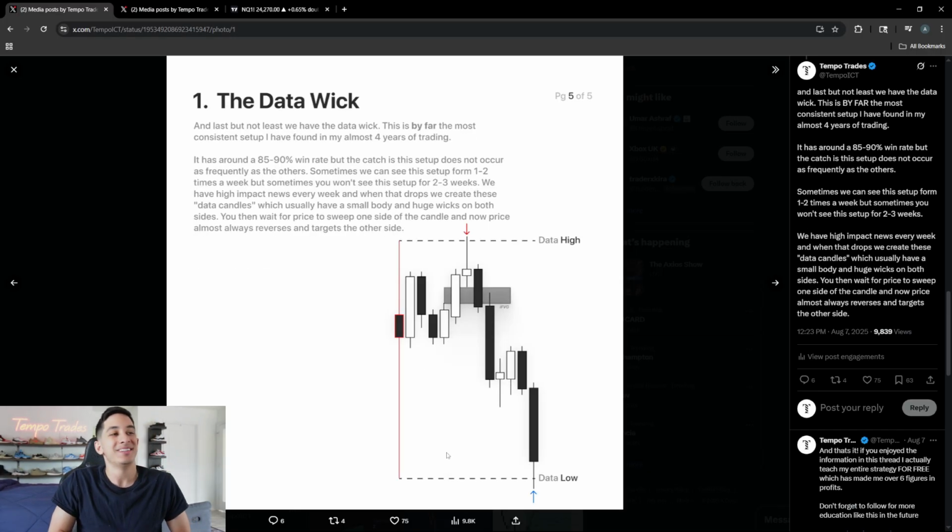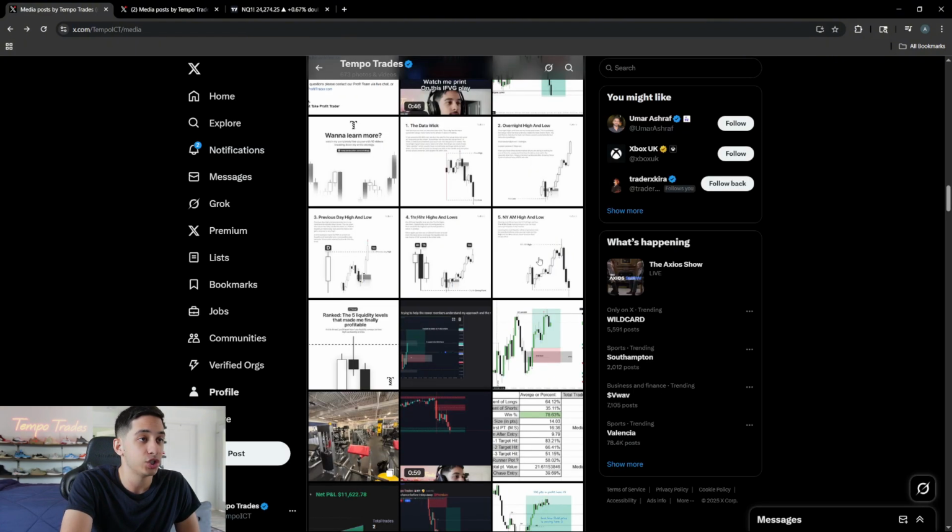And last but not least, we have the data high and the data low. This is going to be an 85 to 90% win rate. Yes, 85 to 90% win rate. I guess the only problem with the data wick trades is they don't happen every day. They don't even happen every week. Sometimes you'll get 1 a week, sometimes you get 2 a week, sometimes you get 0. So these happen the least out of everything on the list. But boy, when I tell you, if they happen, they work like a charm.